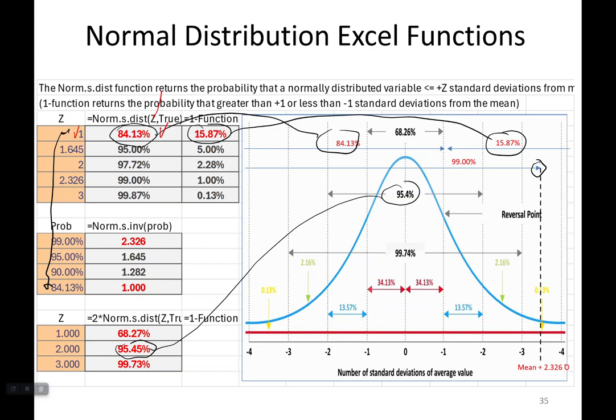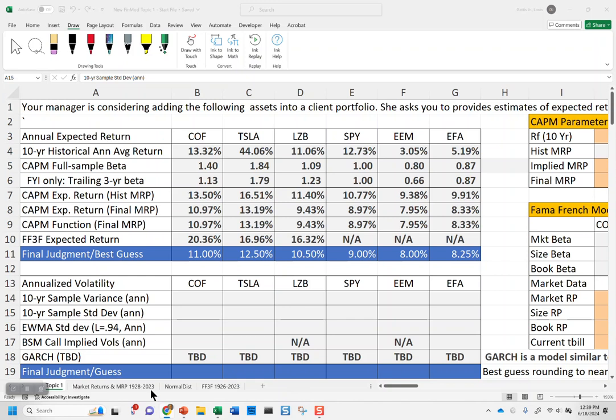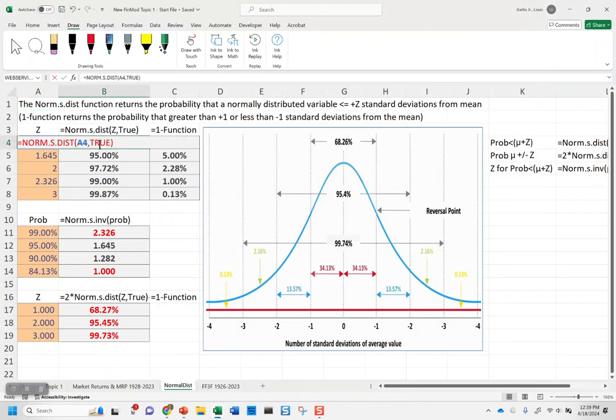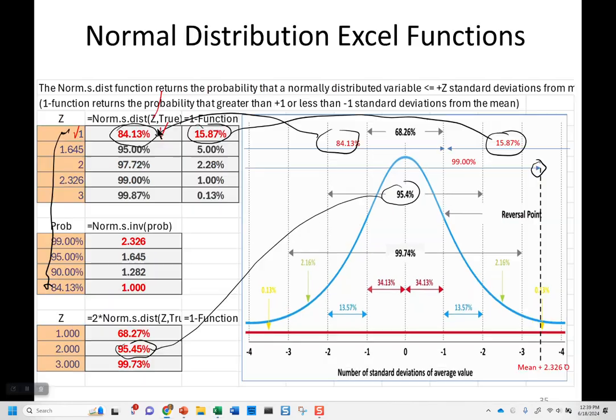And if you want to see this in a spreadsheet, you can just quickly jump over and go to normal dist here. All I did is I typed in this function, NORM.S.DIST, and the first parameter I put in was z, which is 1. And it returns 84%. So what does this function do? It's assuming a normal distribution, bell-shaped curve, and the parameter you're inputting is z.